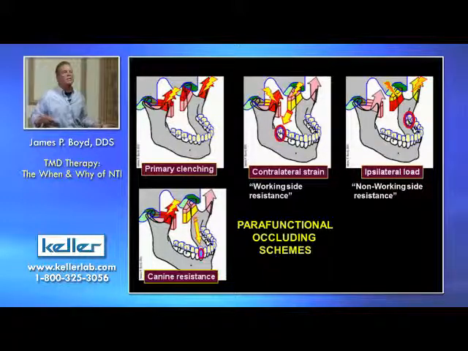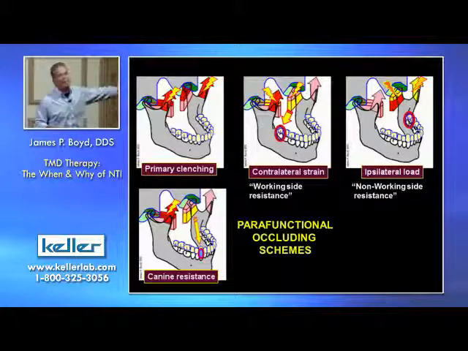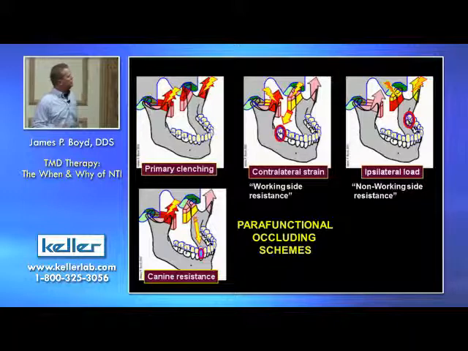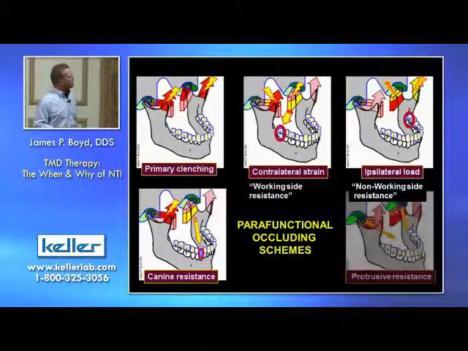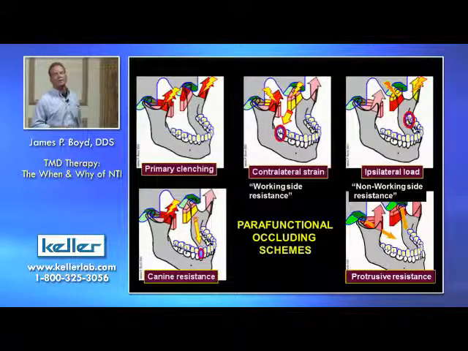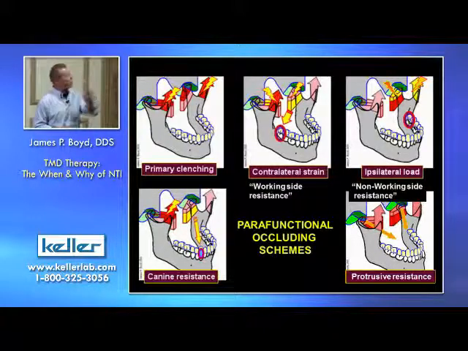There's a new occluding resistance. Sometimes you have canine resistance. The canine tips are flat. Or protrusive resistance. I call these protrusive clenchers. Sometimes they'll go right past the sides, they'll flip-flop.